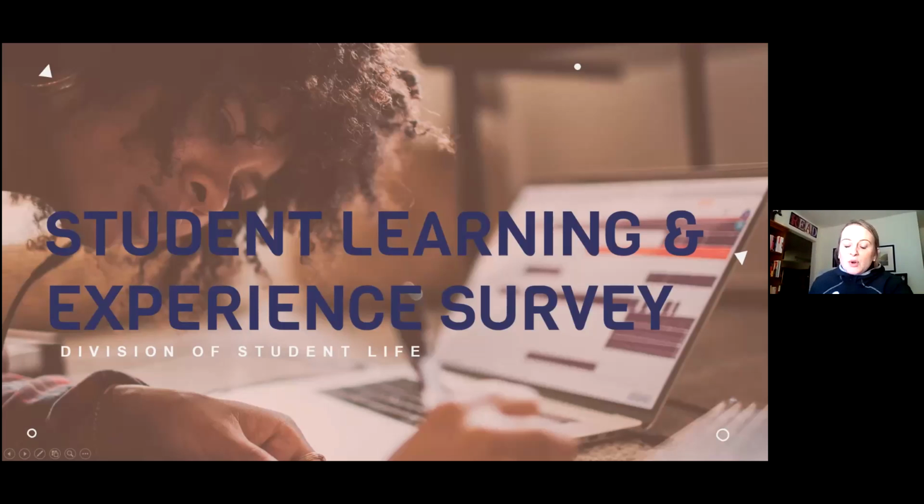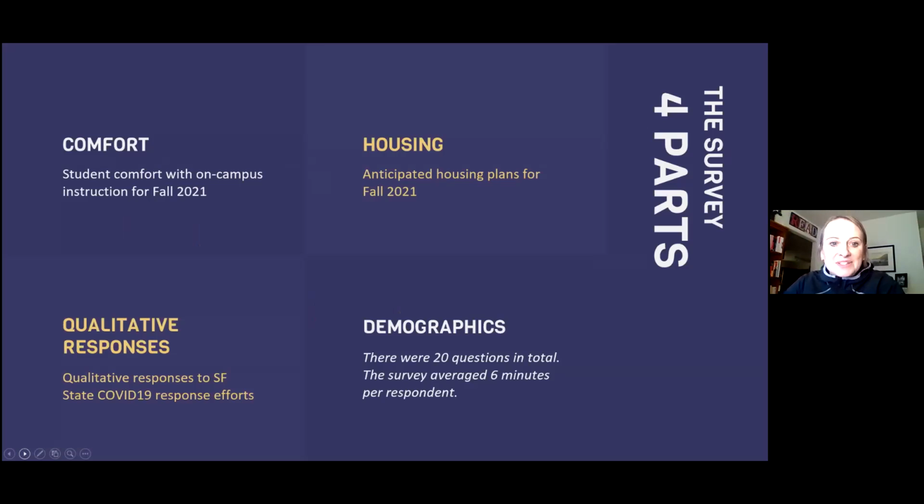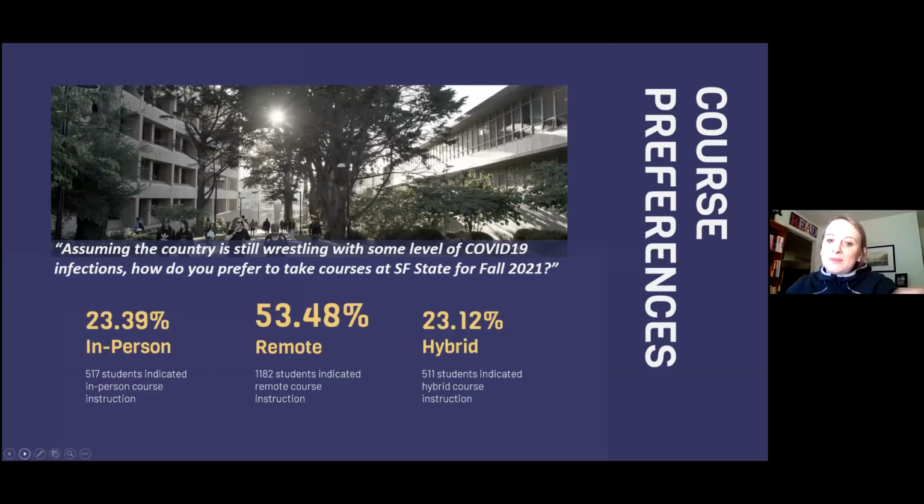Of the 2,200 students who responded, roughly 70% indicated they were comfortable either in a fully remote capacity or in a hybrid capacity for taking classes. We asked what happens if there's physical distancing, and what happens if there are face covering requirements. At this point, we know that those things are probably certain components of the fall semester.